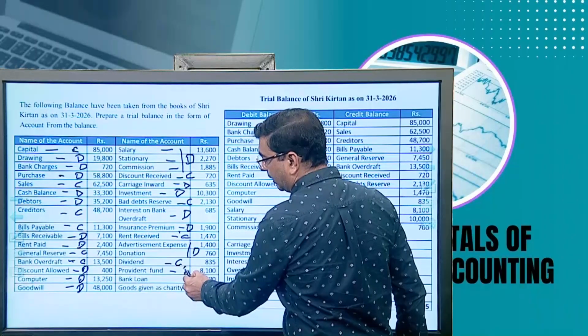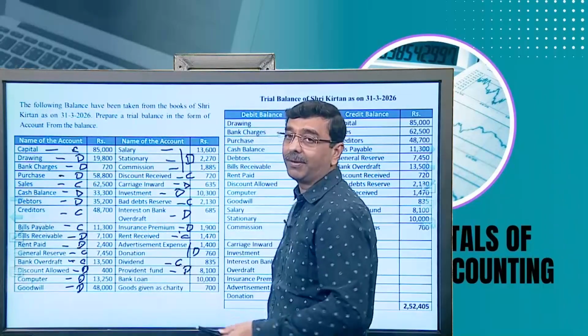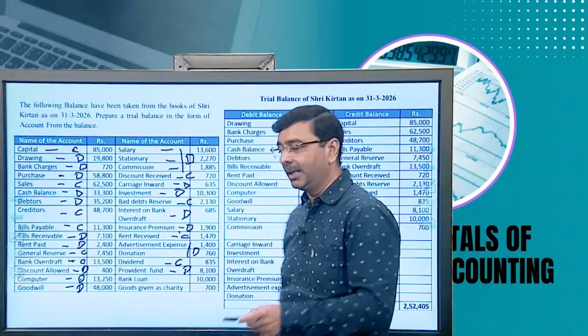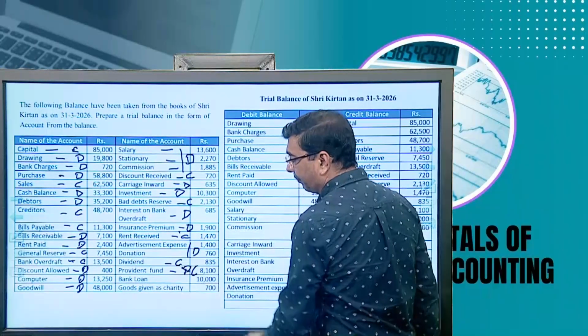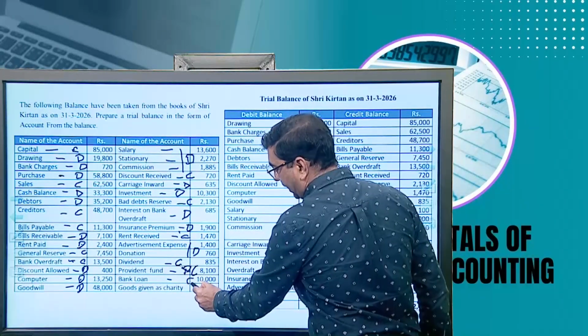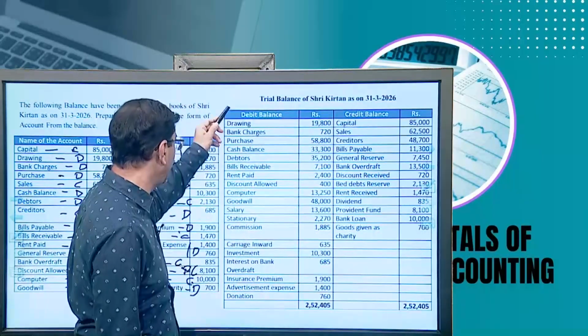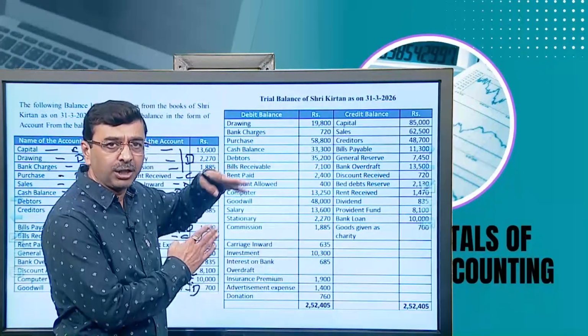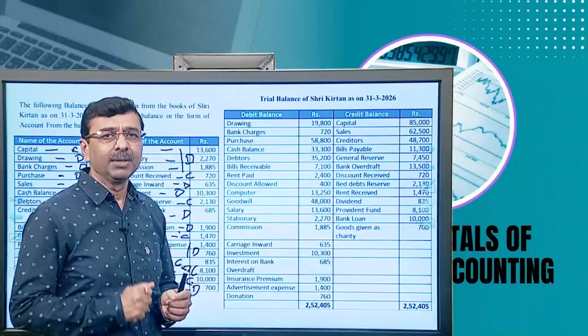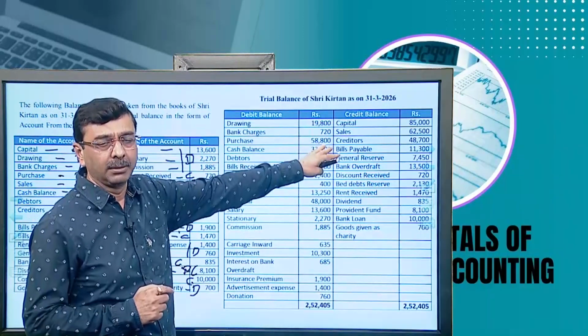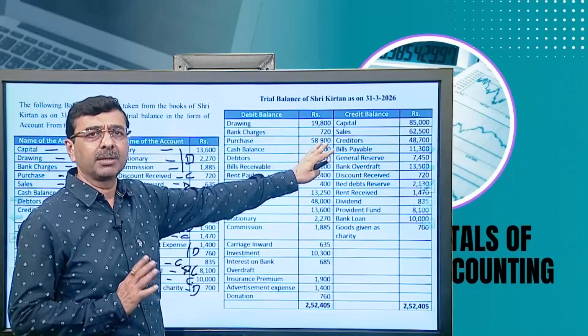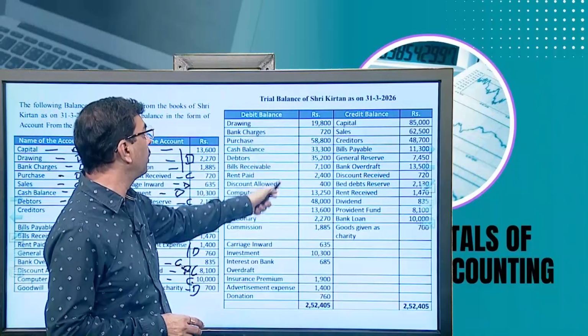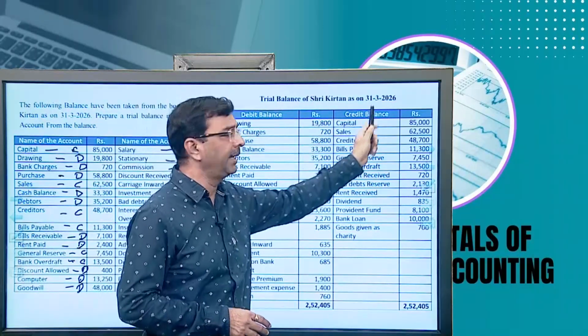Provident fund is your liability, so that is credit. Bank loan, it's a liability, credit. So this is the way it can be written. Now this is another format, a statement format. Now here it's an account format. T-shape, it's a kind of statement format. This is an account format, debit amount, credit amount.